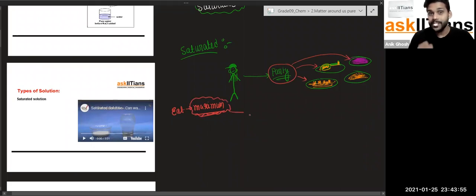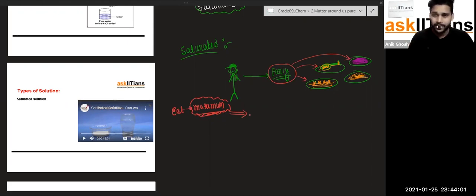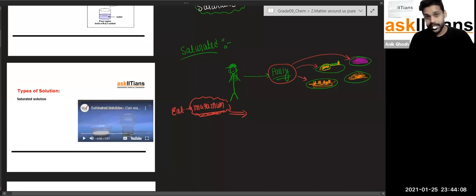You would not have any space inside your stomach to eat anything else. That is what happens when you go to a party, or a marriage ceremony, something like that, isn't it? A homecoming or something like that. So what happens is you eat to your fullest. Now you cannot eat anymore. That is called saturation.